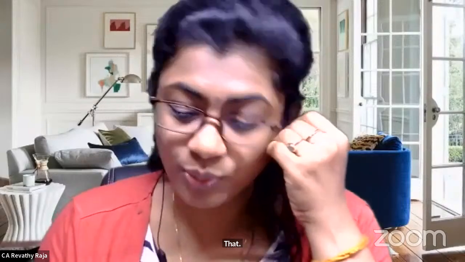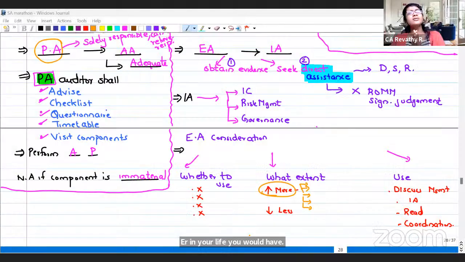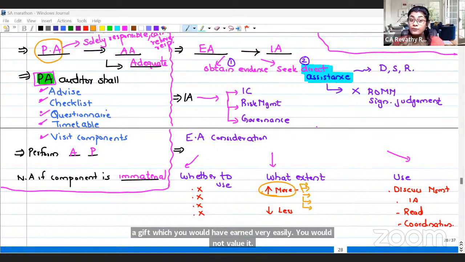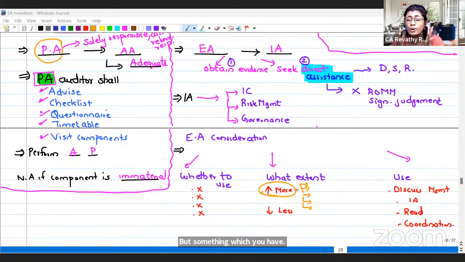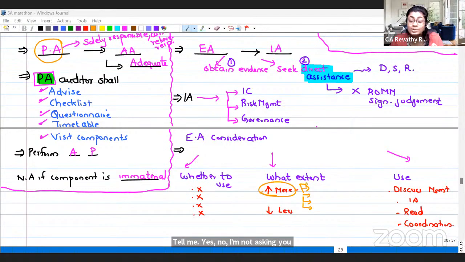In your life, you would have gained something very easily, without even struggling, you would have earned something. Earned means not money, maybe a gift which you would have earned very easily, you would not value it. But something which you have thought you wanted so long, you have struggled, a lot of pain, isn't it that which you value lifelong? Tell me yes, no. I'm not asking you about the CA course, I'm just asking you about your real life. Like that, I'm not saying about this session.